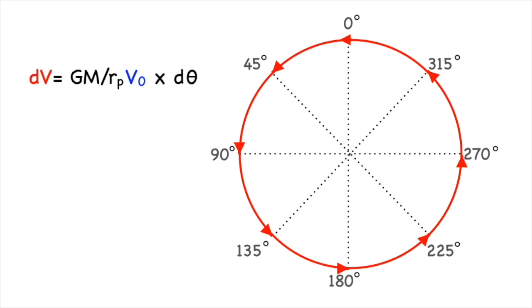We now want to explore what happens when the magnitude of V naught does not equal the radius of the dV circle. To simplify things and to avoid confusion, I am going to designate the radius of the dV circle with a capital R.